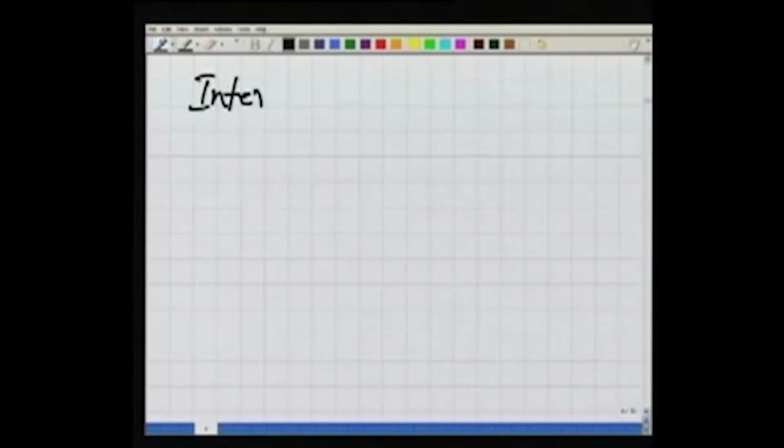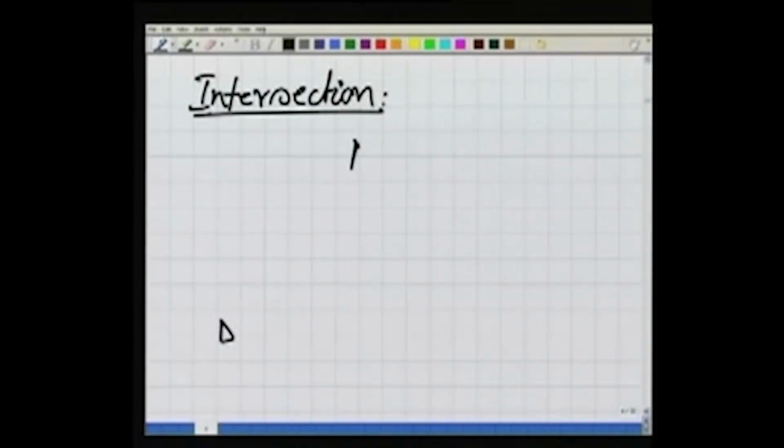Now we will see one important thing of the triangulation, that is intersection. Now what is the meaning of this? The meaning is, in triangulation, for example here, we establish the stations in the field. These stations are, for example, A, B and C. After we have done the triangulation, we know the coordinates of these stations.